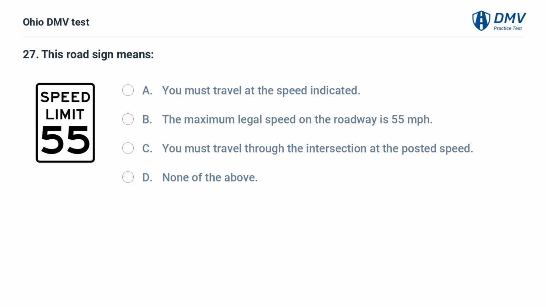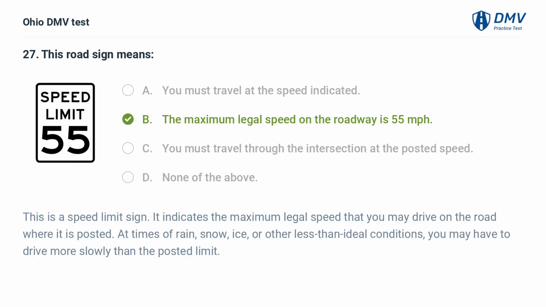This road sign means A. You must travel at the speed indicated. B. The maximum legal speed on the roadway is 55 miles per hour. C. You must travel through the intersection at the posted speed. D. None of the above.